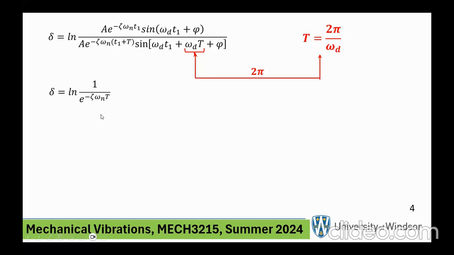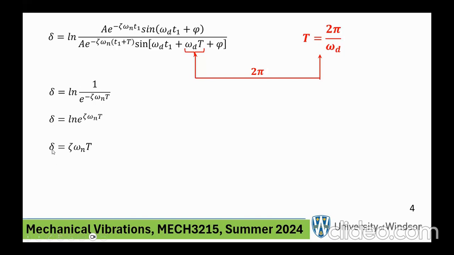Now, from your high school algebra, you know the natural log of this, first of all, it is e to the minus zeta omega n big T. So 1 over it is e to the zeta omega n big T, right there. And the properties of logarithm is that this guy comes in the front. So delta, the logarithmic decrement, is equal to zeta omega n big T. So just pay attention here. Look what happened.